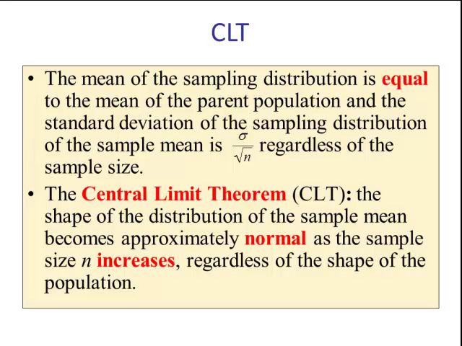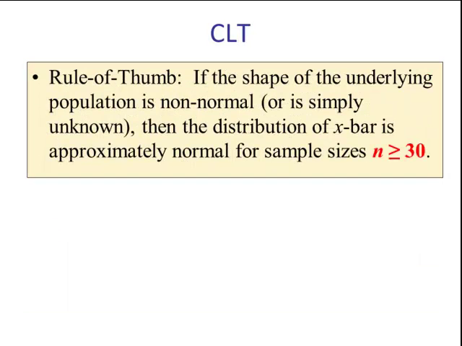Now, what this means is any population, no matter what shape, skew left, skew right, bell shape, uniform, any shape of the population, the distribution of the sample means coming from that population will be normal as the sample size increases. So you may ask, well, how big does n have to be? Well, the rule of thumb is for sample sizes that are 30 or more, the distribution of X bar will become approximately normal. Let's look at a visual.